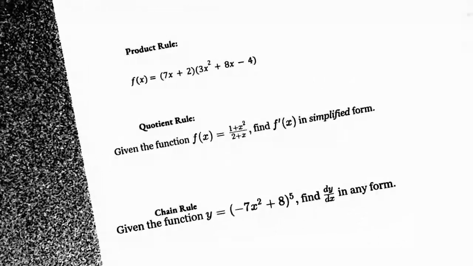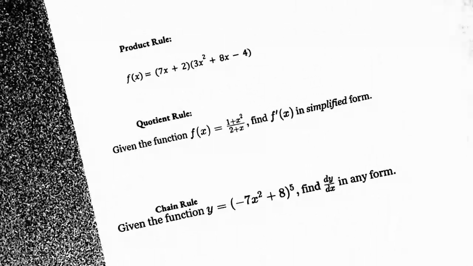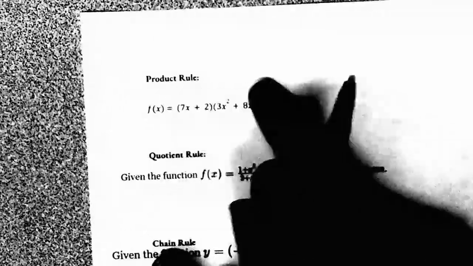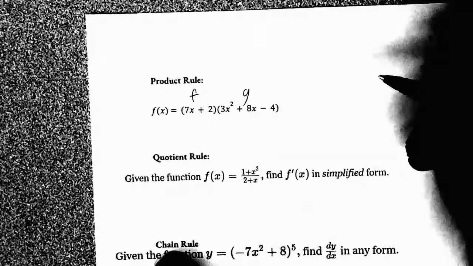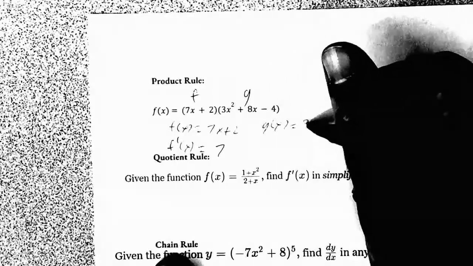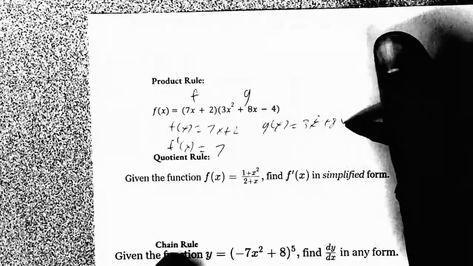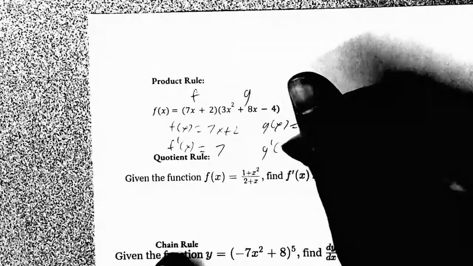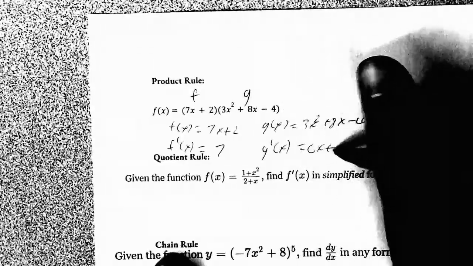Moving on. Product rule. So I'll have my notes next to me. But this is product rule right here. We're multiplying two functions together. This is your f, this is your g. So f of x equals 7x plus 2. Derivative of f of x equals 7. G of x equals 3x squared plus 8x minus 4. Derivative of g of x equals 6x plus 8.